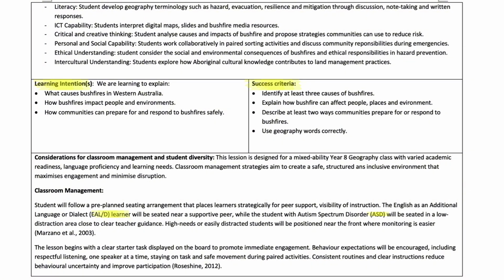The success criteria required students to identify causes, explain impacts, describe response strategies, and use geography vocabulary correctly. Students had prior learning about weather, climate, and Australian environments, which helped them connect new hazard knowledge to existing understanding. The two diverse learners selected were the EALD learner, who may need language scaffolding, and the student with autism, who would benefit from routine, predictability, and reduced ambiguity.